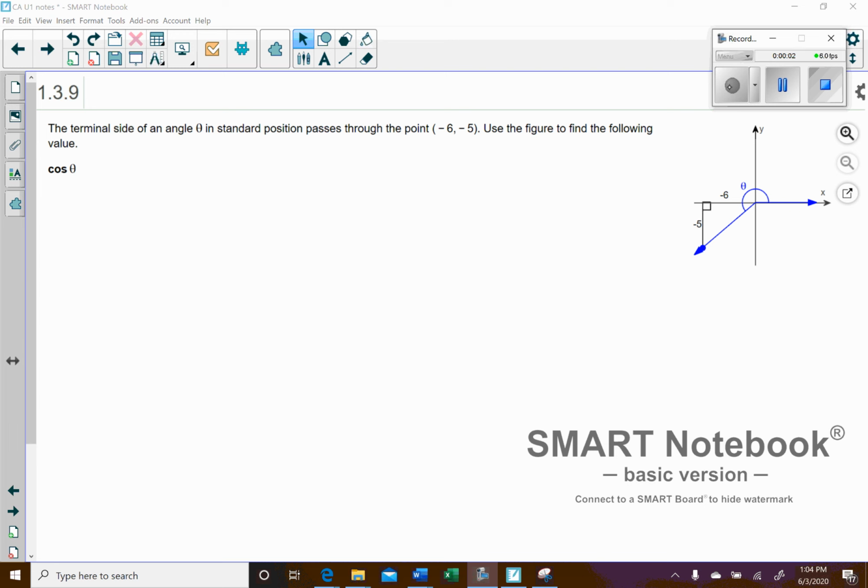All right, so on this example here, they give us a point of the terminal side. So this is our x, this is our y, and so you can see that right there. It's with the x-axis, with the y-axis right there. And so cosine of theta is going to be the ratio of x over r. R is going to be that hypotenuse of your triangle. The hypotenuse will always be positive.